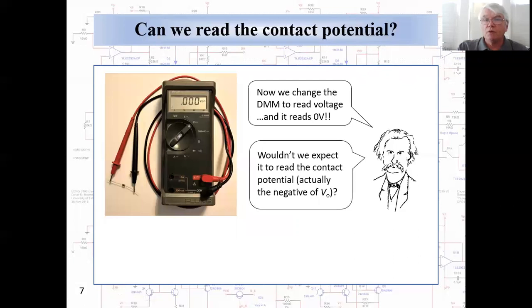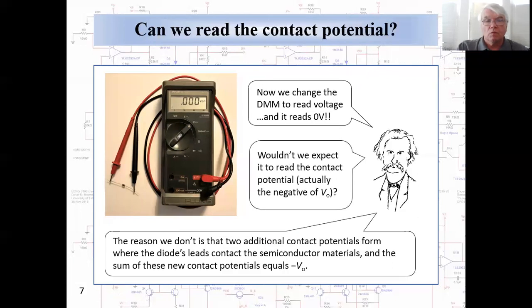Wouldn't we expect it to read the contact potential, or actually minus the contact potential? The reason we don't is that two additional contact potentials form where the diode's leads contact the semiconductor materials, and the sum of these new contact potentials is minus V0.